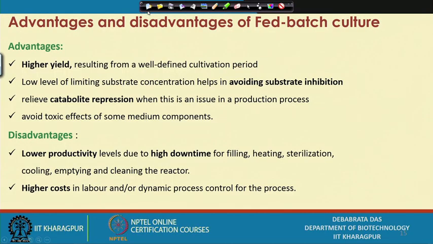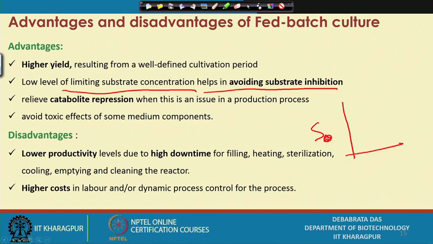So, to solve that problem, if you want to produce more penicillin, the fed batch process might be one of the major approaches. The low level of limiting substrate concentration helps avoid substrate inhibition. That is the major fact that we have. What I am trying to point out is, this is substrate concentration and this is time. So, we maintain a particular level of substrate which is below the inhibition level. Then you keep on feeding, so that your rate of reaction is not hampered.